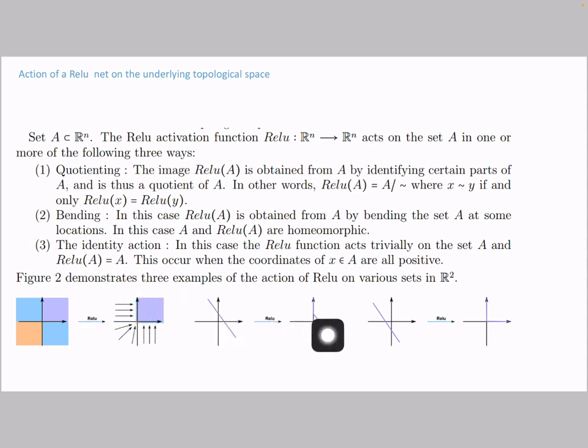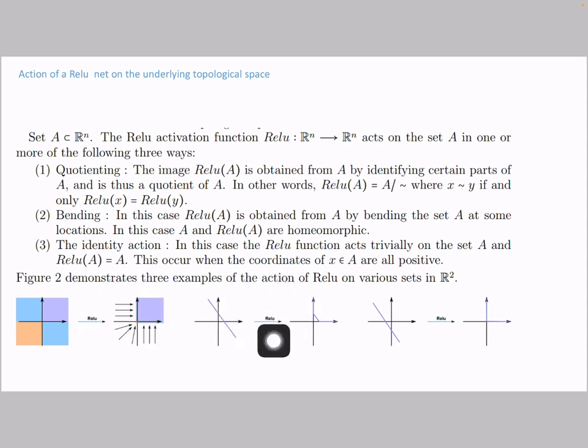In this case, ReLU will act as a homeomorphism actually. So here you have this space, the input. This is my A, and the image of this will be just the same space topologically, just bent at two locations. So ReLU here actually bends the space. So in the first case, we are quotienting some parts. The quotient is determined by this: two points are identified if and only if they have the same ReLU. So this is the first part.